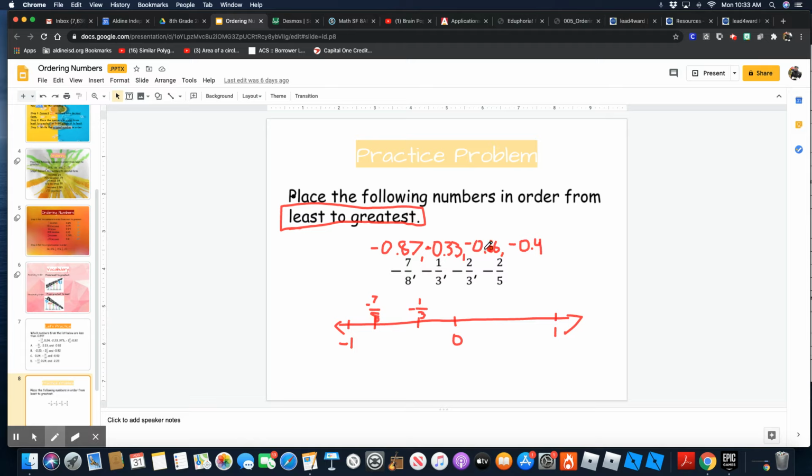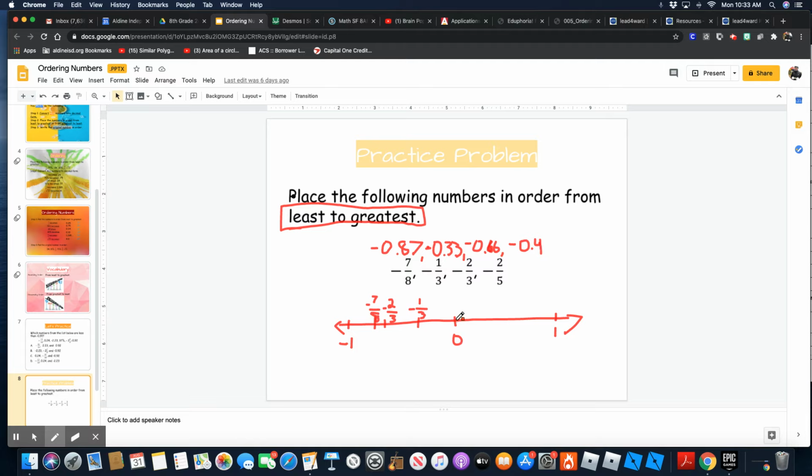Next, I had -2/3. We converted it to a decimal and got -0.66. It's to the left of 0 because it's negative. I'm at -0.5, halfway. I still need to keep going. I'm not going to pass -7/8, because that was -0.87. So it's going to be in between halfway and -7/8. So -2/3.